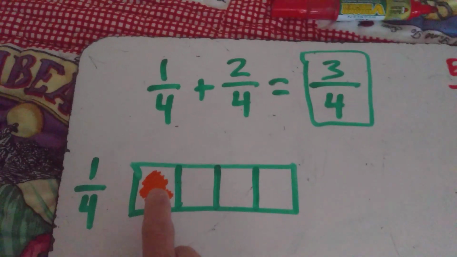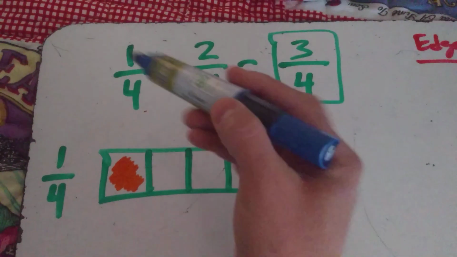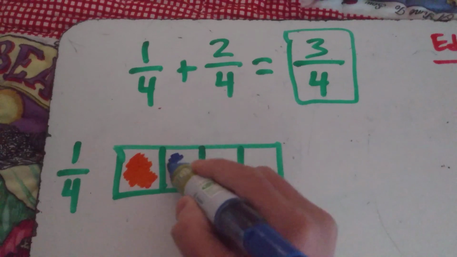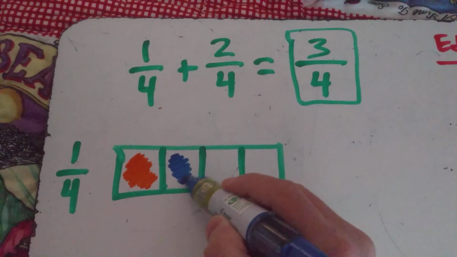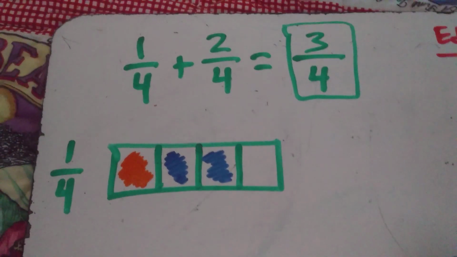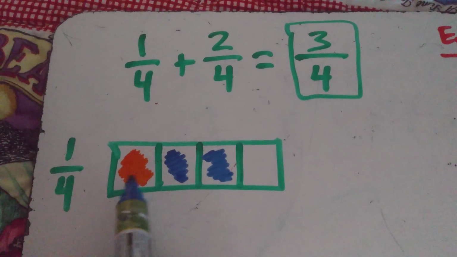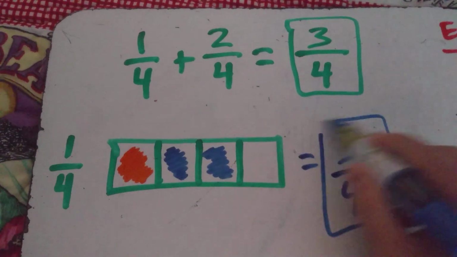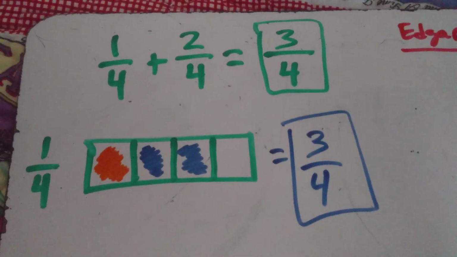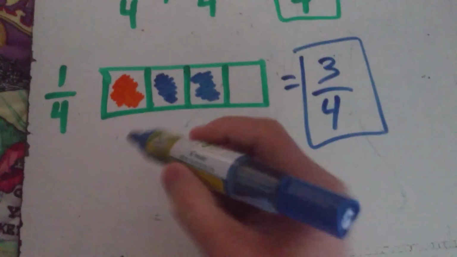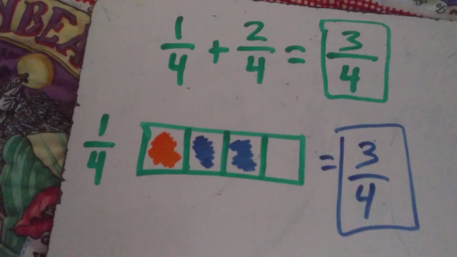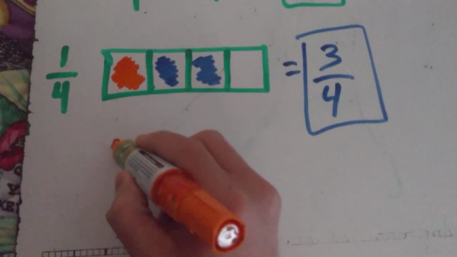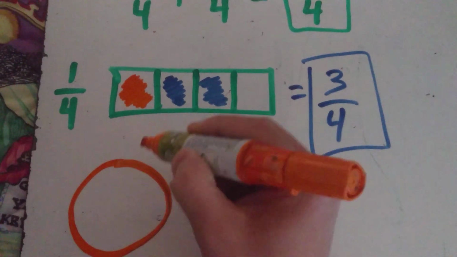Now I've shaded that in orange, and now I'm going to take my blue and we're going to count this one as 2/4. There's 1 more 4th, and there's 2 more 4ths. And so now, as you can see, I have a total of 1, 2, 3 4ths. Now that's another way that you could do it. You could also, let's see, we'll go with the orange. Who likes pizza?